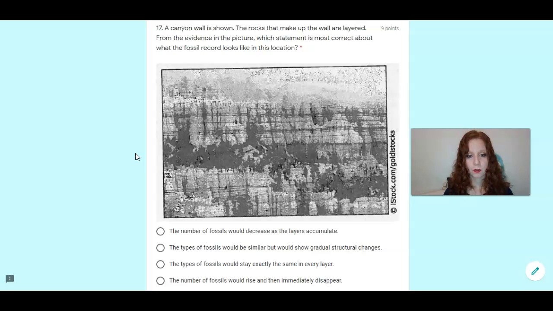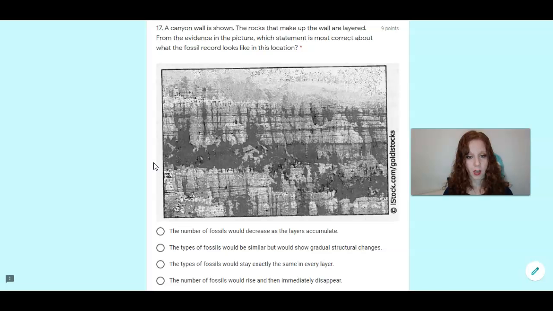The types of fossils would be similar, but would show gradual structural changes. Okay, that at least makes sense because the rock layers are in the same environment. So you would expect to see similar types of animals. You wouldn't expect it to go from a rattlesnake to a polar bear magically. And gradual changes, you might see them become larger or smaller or maybe some bone structure slightly changed. So, okay, that sounds very plausible.